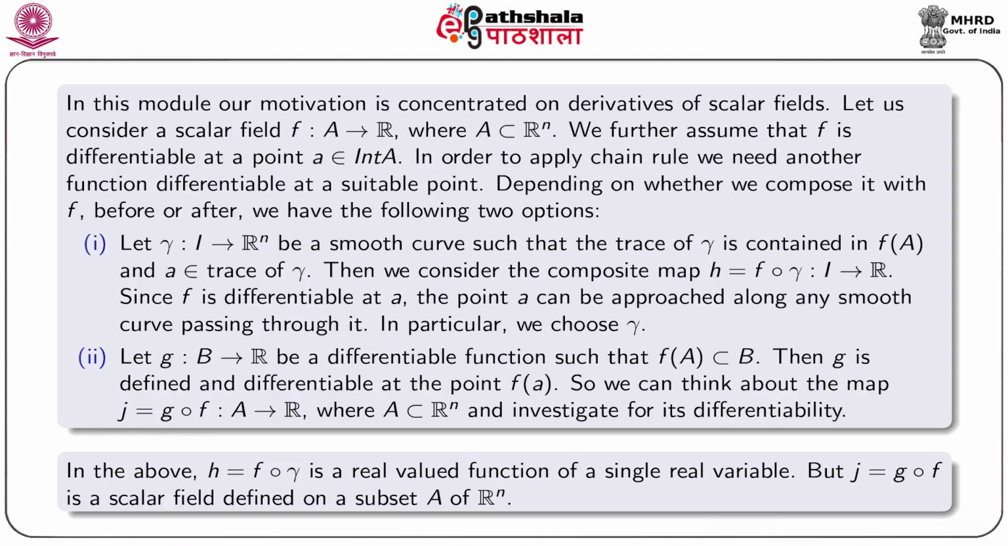Now, for the second case, F was a map which took points of Rn to R and G took points of R to R. So, the map J equal to G compose F takes points in R to points in R. So, J is a scalar field defined on a subset A of Rn, that is J is a real valued function of a single real variable.